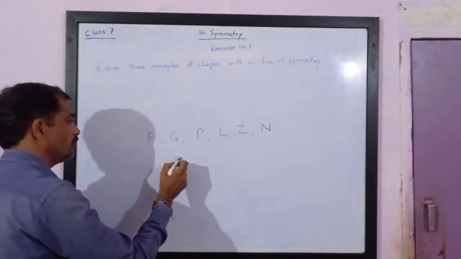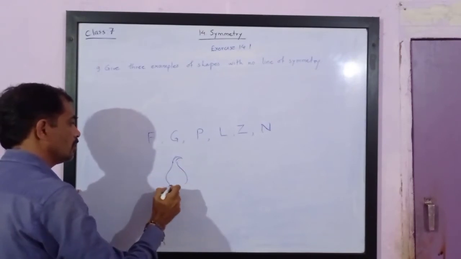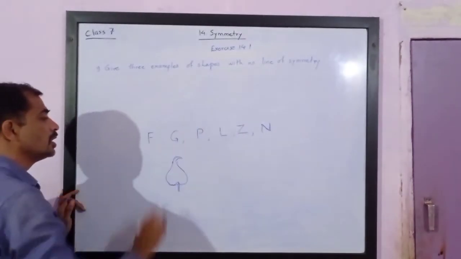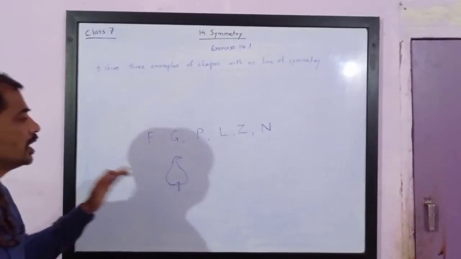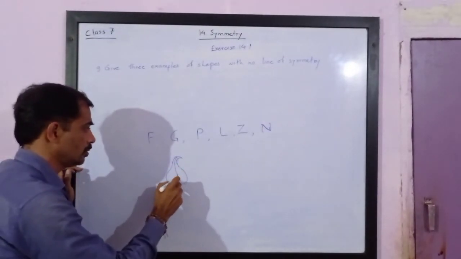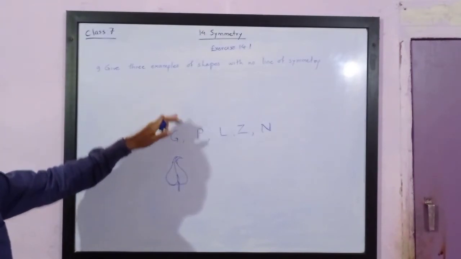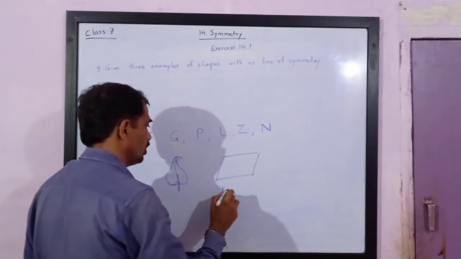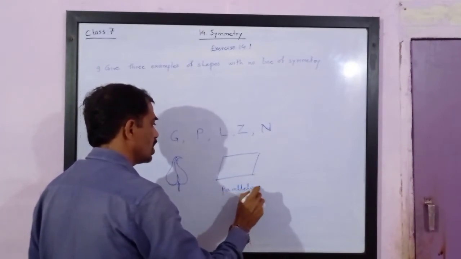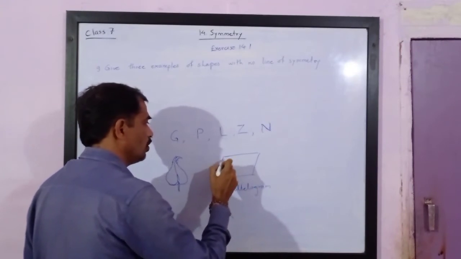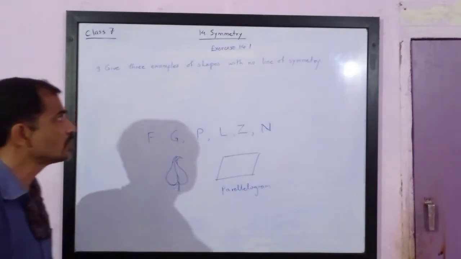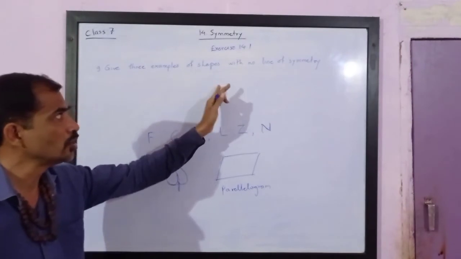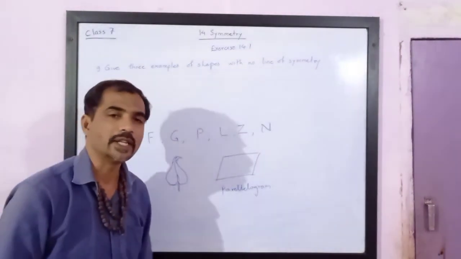Even if you take a peepal leaf, you will notice that it does not show any symmetry. Then if you take another example in real life, that is a geometrical shape, parallelogram. Opposite sides are parallel as well as equal. You will notice that we cannot make two equal parts of the parallelogram. So these figures do not have a line of symmetry.